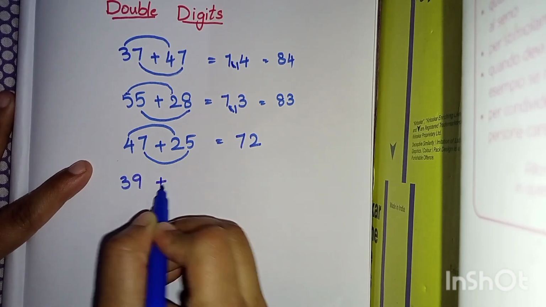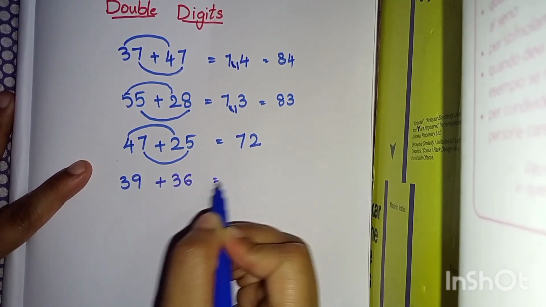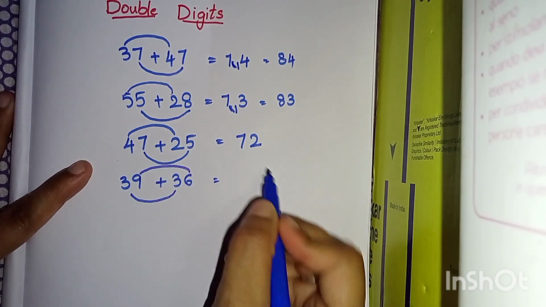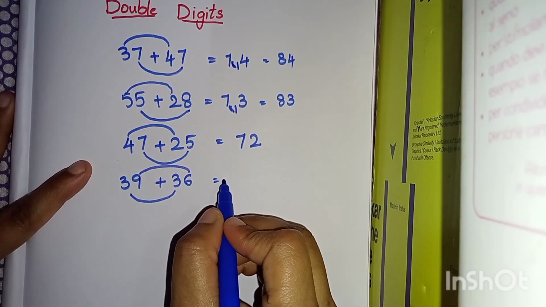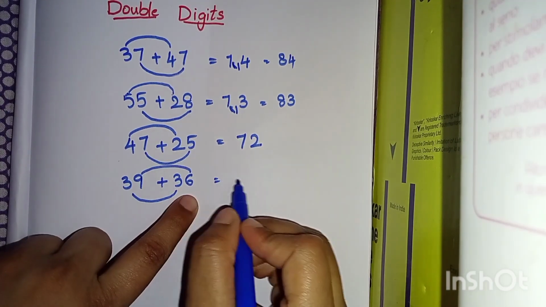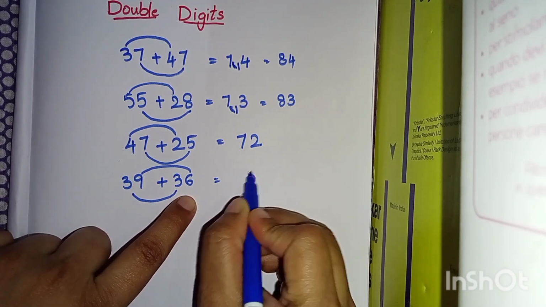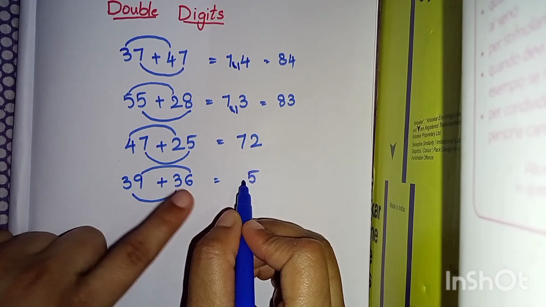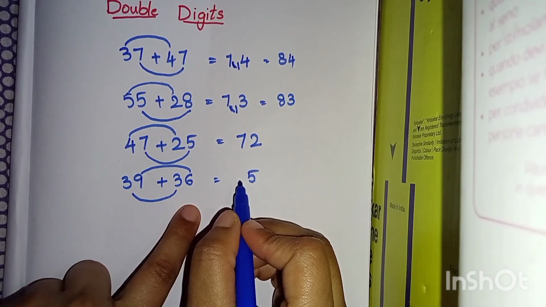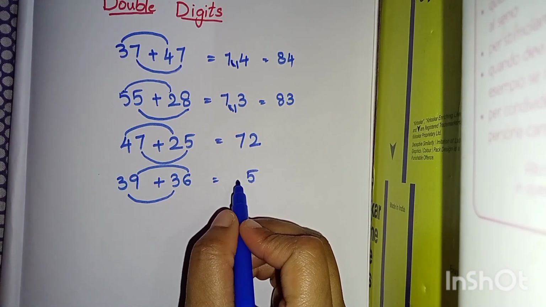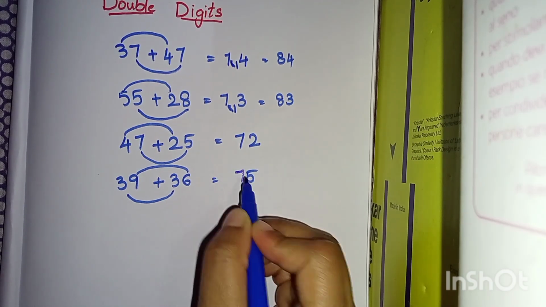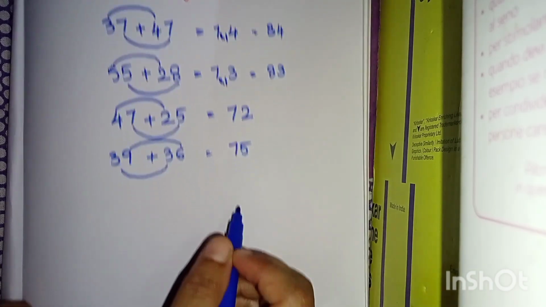39 plus 36. 3 plus 3 is 6. 9 plus 6 is 15. So don't write 6 yet. Now 9 plus 6 is 15, right? The end digit of 15 is 5, and the tens place value of 15 is 1, and that 1 you have to add to the 3 plus 3. 6 we have already added, right? You have to keep that in mind. And 6 plus 1 is 7. 75. In that way you have to do.